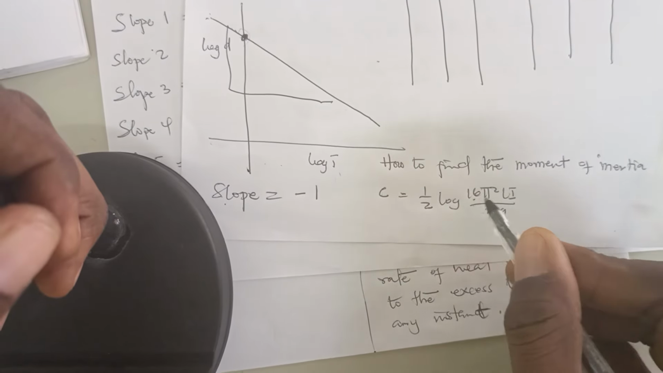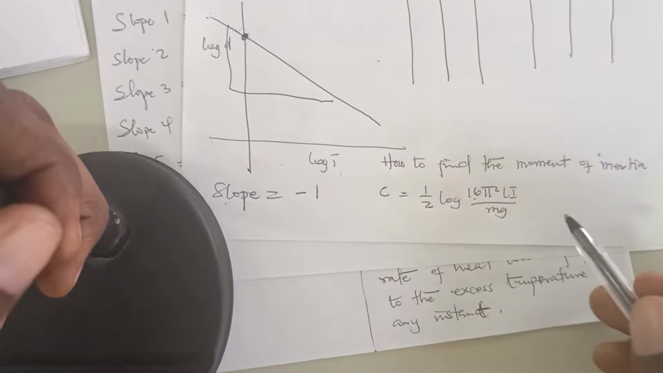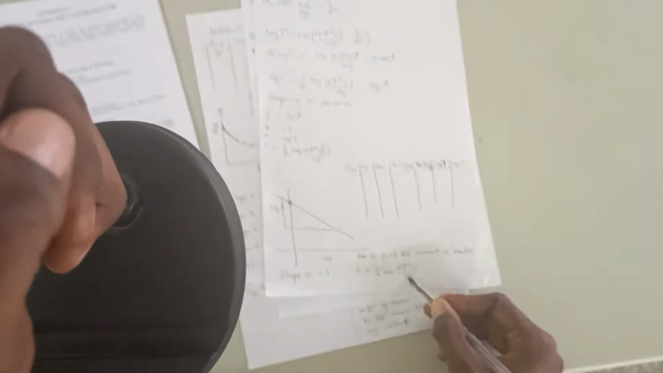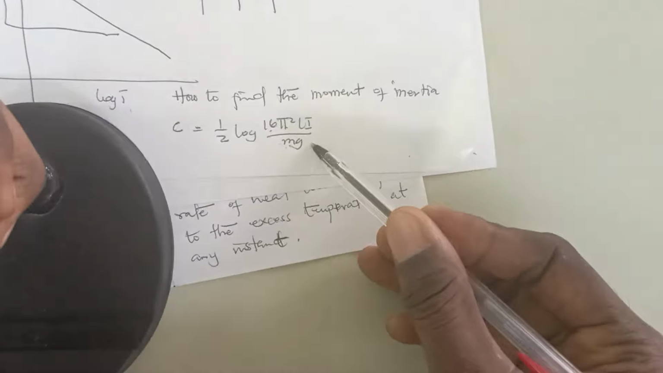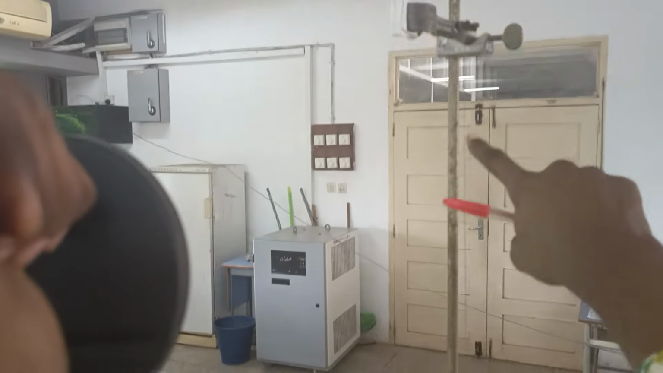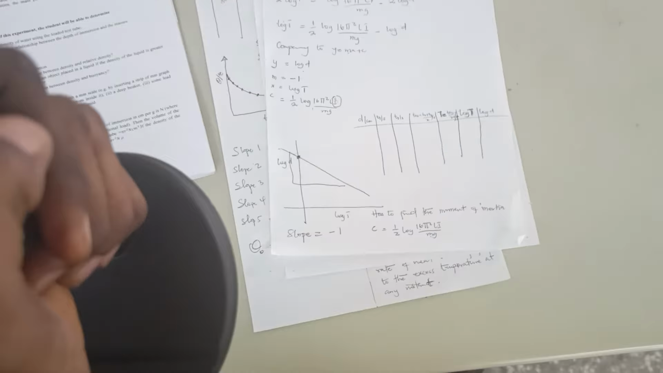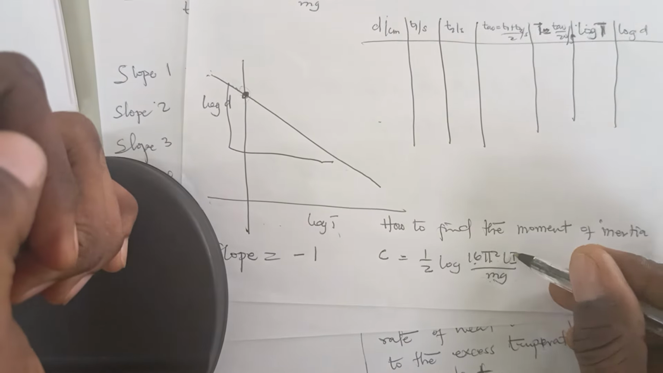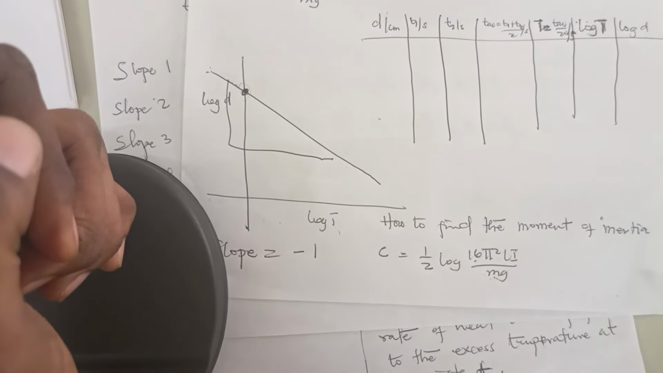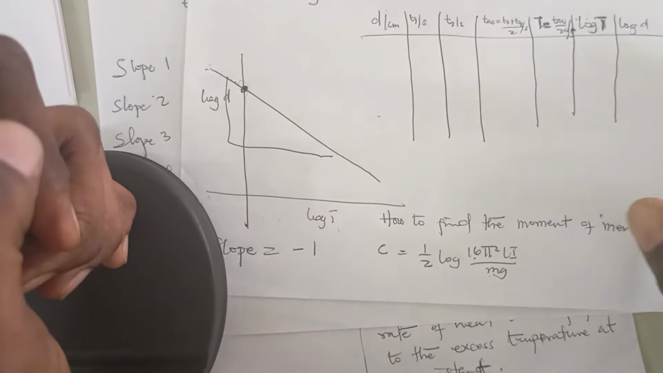Then we have this as a constant, this as a constant, pi as a constant. The mass m is the mass of the meter rule, which is behind it. Our g is gravity. Our L is the length, the distance from here to here. The length is in the book as 60. Then we can make I, the moment of inertia, the subject, and find I. Thank you very much.